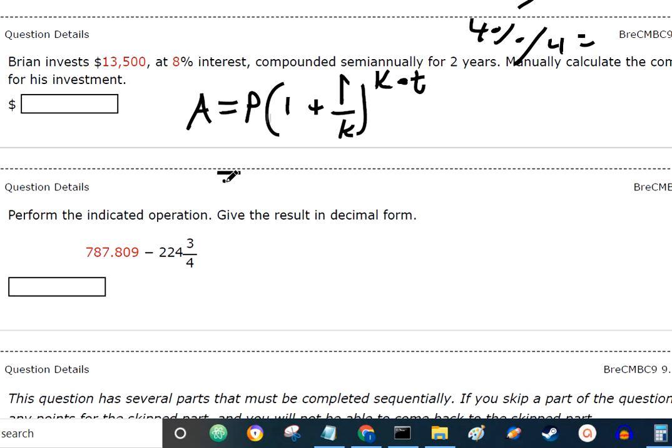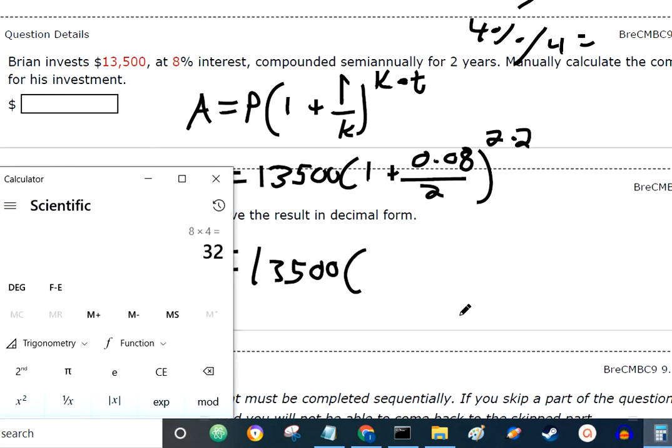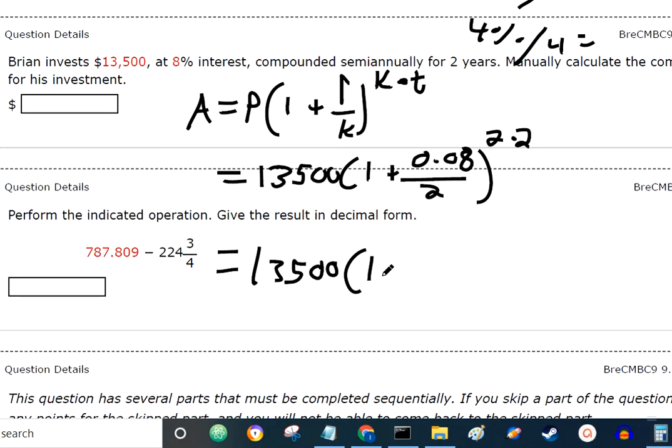Okay, so to plug everything in where it's supposed to go, Brian invests $13,500, so that's the starting amount. 8% interest goes in for R, so that's 0.08. And for the number of compounding periods, they say they compound semi-annually, so K is 2. And we raise that to the 2 times the number of years, 2 times 2 up here. So what I did on the live session was we did 0.08 divided by 2, and then add that to the 1 inside the parentheses. That's 1.04. And then in the superscript position, 2 times 2 gives us 4.